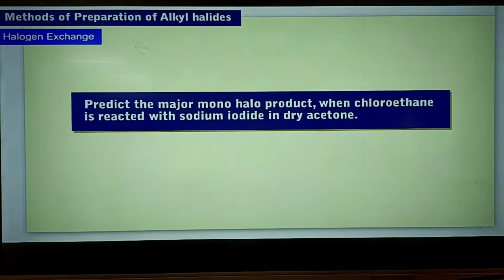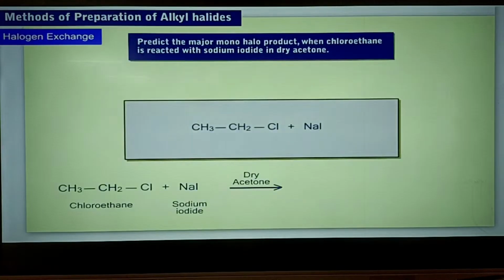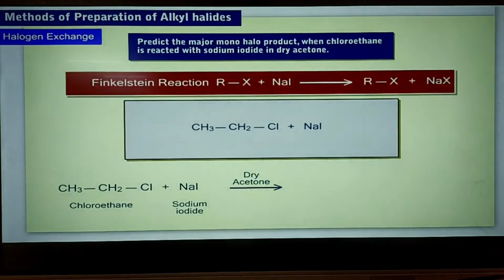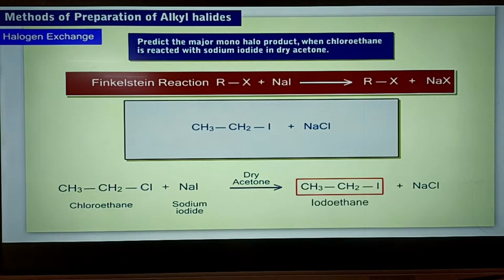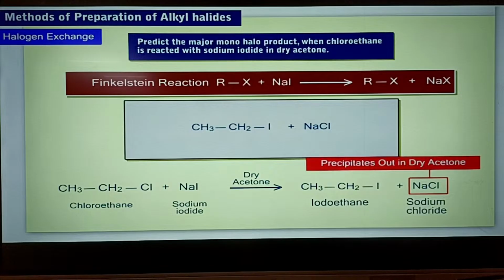Predict the major monohalo product when chloroethane is reacted with sodium iodide in dry acetone. After you write down the formulae for the reactants, you should be able to recognize the pattern for the Finkelstein reaction. The iodine in sodium iodide replaces the chlorine in chloroethane. Iodoethane and sodium chloride are formed. The sodium chloride precipitates in dry acetone, making it easy to isolate the iodoethane.